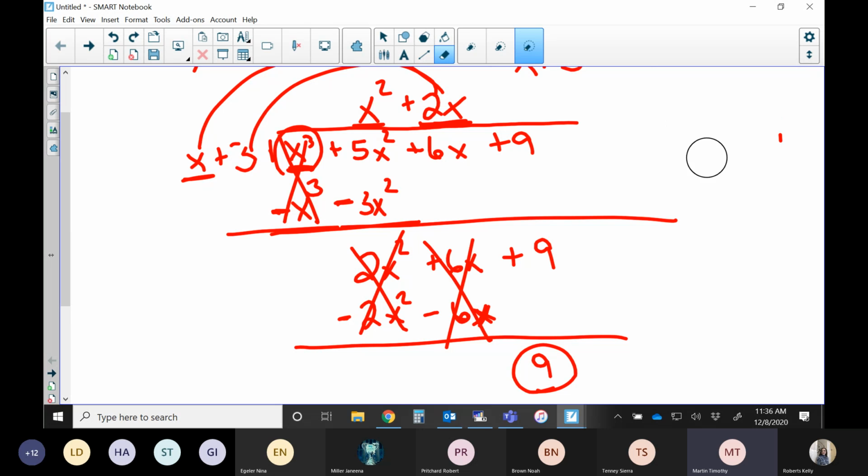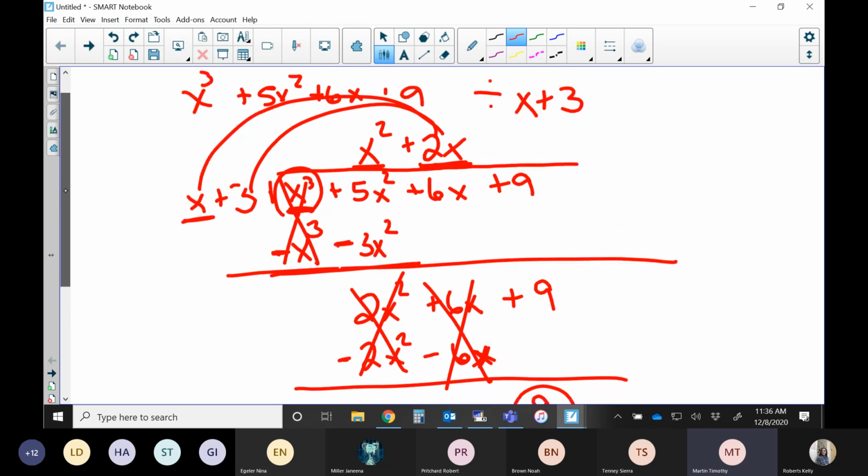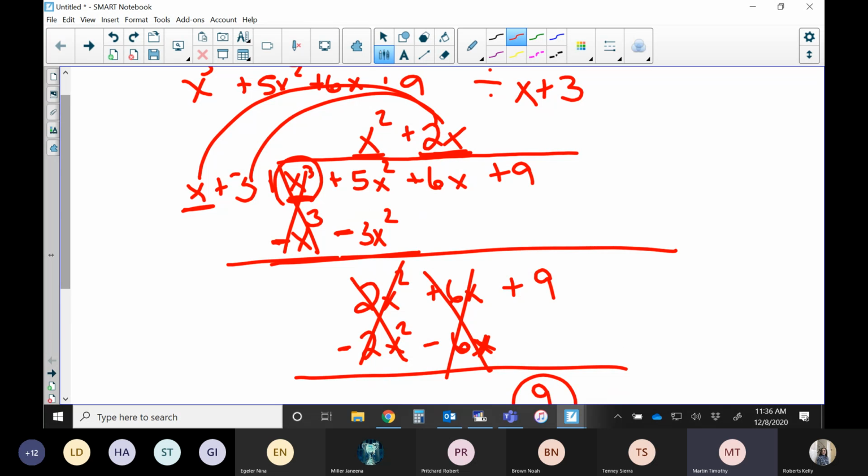Janina, I think you were the one who asked me this. This is why you can't do what you tried to do last time, because you can't just throw zeros or a decimal place. Where does the remainder go? The remainder goes on top. What you were dividing by goes on the bottom. So your final answer would be x squared plus 2x plus 9 over x plus 3.